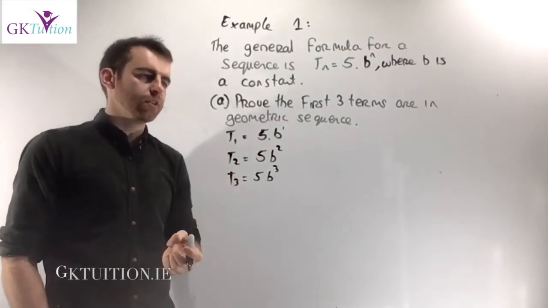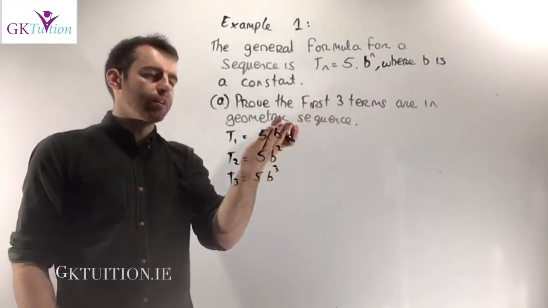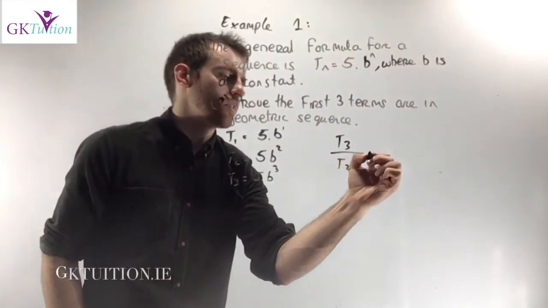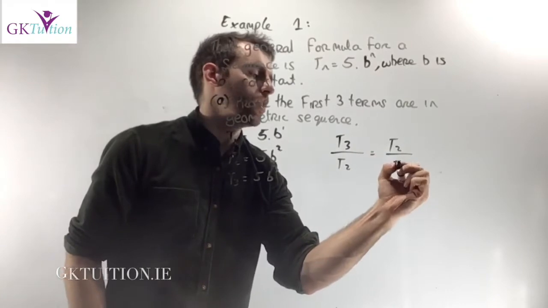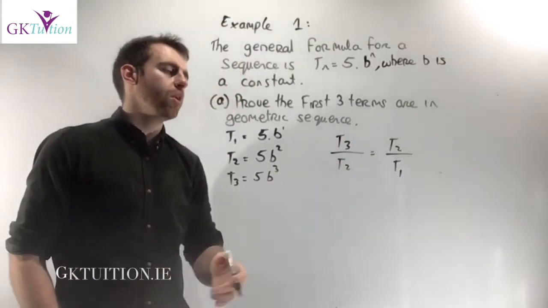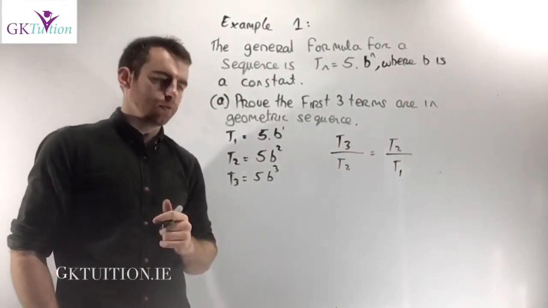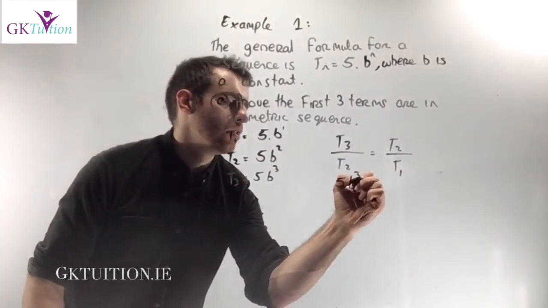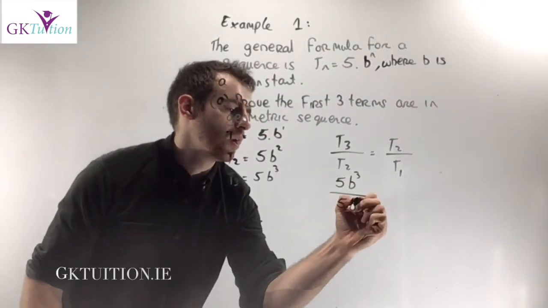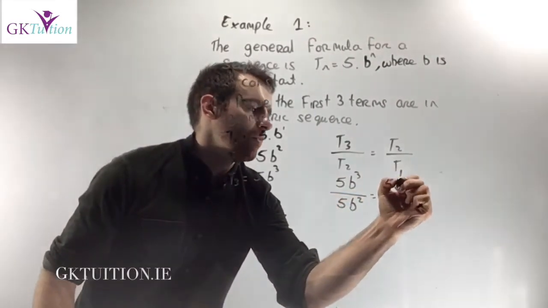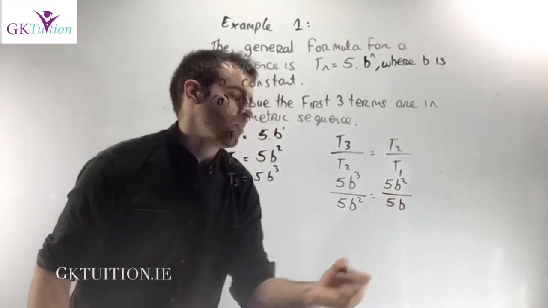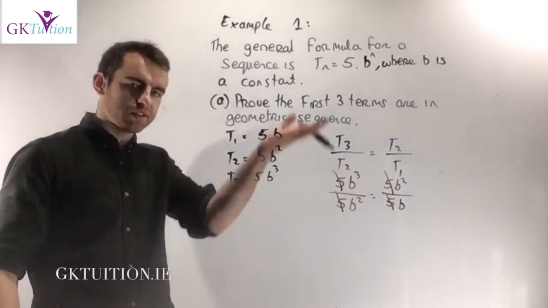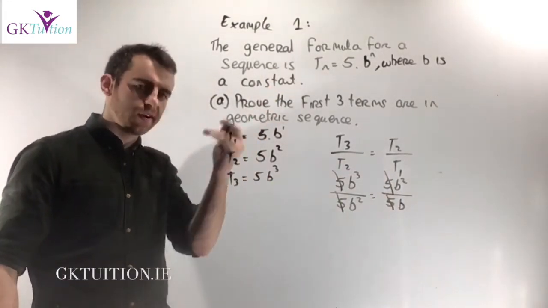Once you have your first three terms, we can now worry about proving that they're in a geometric sequence. If three terms are in geometric sequence, that means that they have a common ratio. Or in other words, it means that the third one divided by the second one will be equal to the second one divided by the first one. So if I sub that in here, the third one is 5b cubed and the second one is 5b squared. The second one is 5b squared and the first one is just 5b. Now in this case, the 5's on the bottom divide into the 5's on the top.